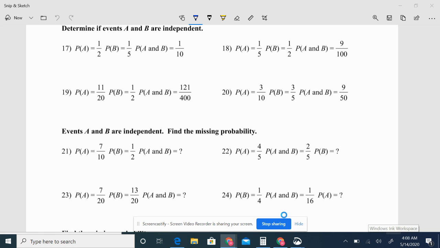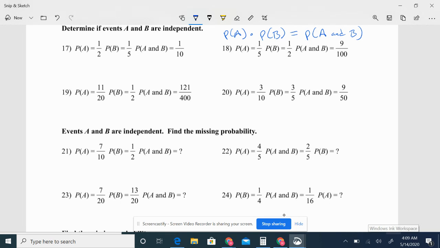All right, let's start with this review for the week. Determine if events A and B are independent. Now, how are we going to know if they are independent? The way I'm going to know is I'm going to go probability of A times the probability of B. It has to equal the probability of A and B. If I get that as a true statement, probability of A times probability of B equals probability of A and B, then those are independent. Now, if I get a statement that is not a true statement, then that is not independent, which is what we call dependent. All right, let's take a look at number 17.